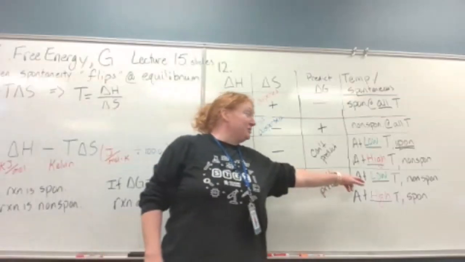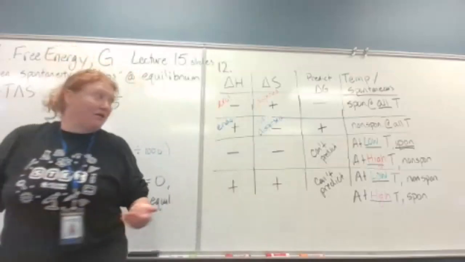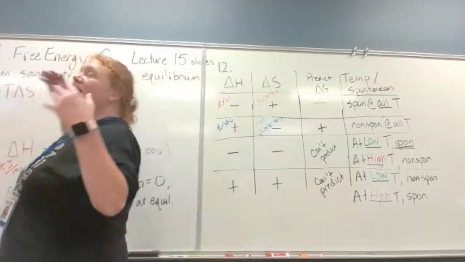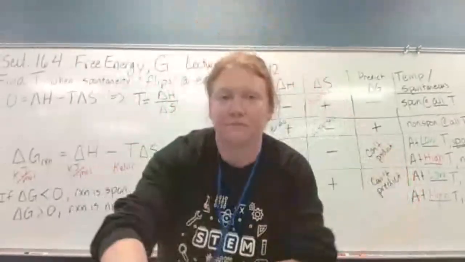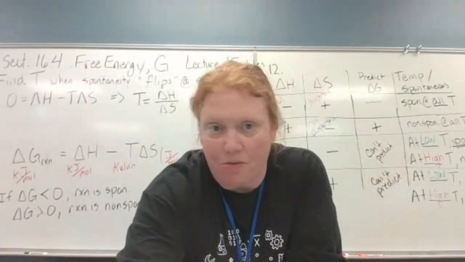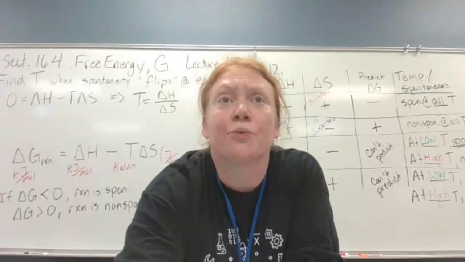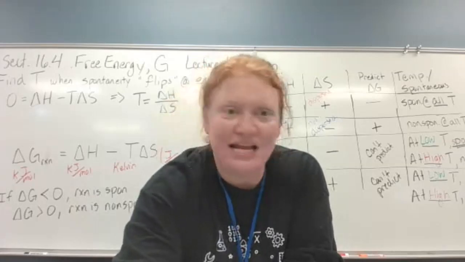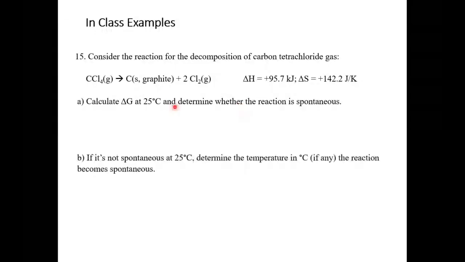We can say that if it's low temperatures, it should be non-spontaneous. At higher temperatures, it should become spontaneous. So let's see at this temperature what we're dealing with. What temperature are we at in 15? First on part A, we're at 25 degrees C. What is that? Room temperature. What is that in Kelvin? 298 Kelvin.